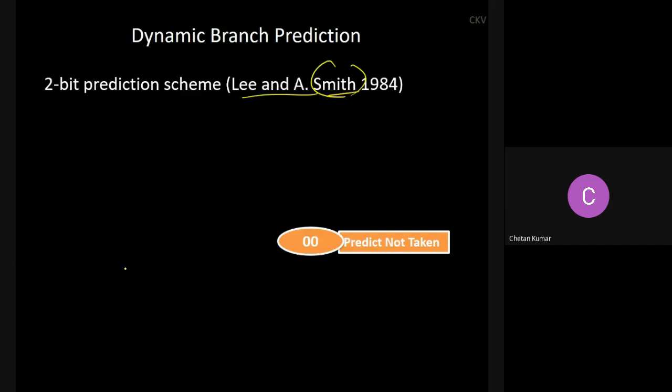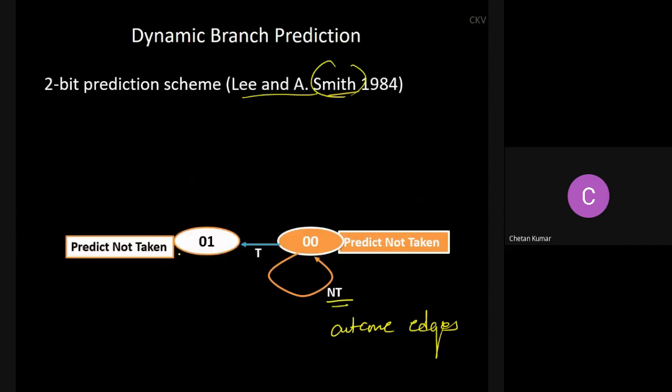Here again you initially start with predict not taken, and the initial part is the same. If the outcome is not taken, you remain in the same state. Again, here I am representing outcomes on edges. If the outcome is taken, then you change states. So this is like a weak state, and this is like a strong state.